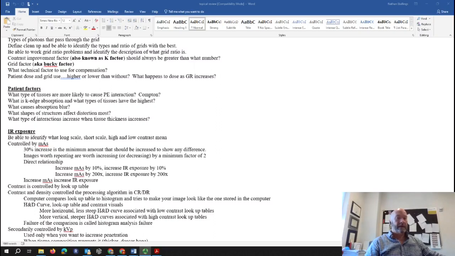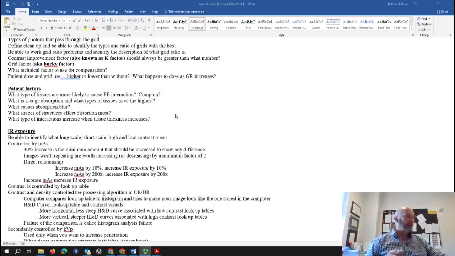K-edge absorption is the likelihood that a tissue will absorb X-rays. So that inner shell binding energy, the higher the inner shell binding energy of the tissue type, the more likely it is to absorb X-rays. So again, the types of tissues that have the highest K-edge absorption would be tissue types with high atomic numbers, minerals, bone. So bone has higher K-edge absorption.